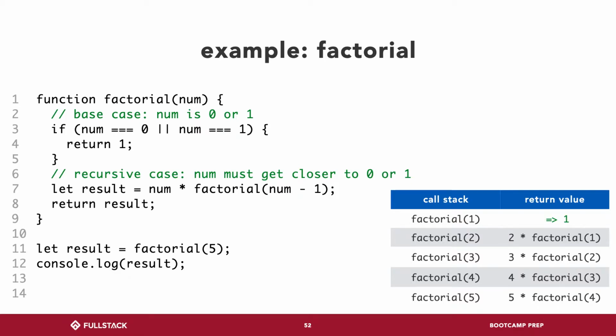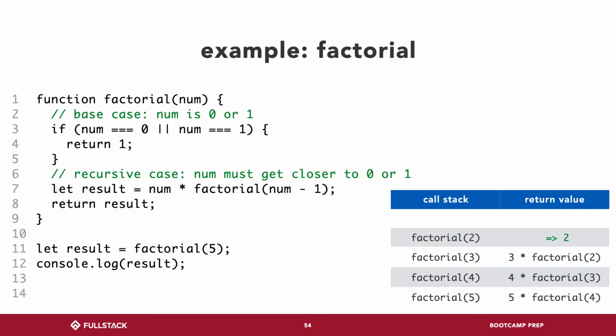Because factorial of 1 is actually equal to 1, right? So if this is 2 times factorial of 1, it's going to be 2 times 1. So factorial of 2 is actually going to be equal to 2. But we're not done with the call stack yet, right? We still have things on there.